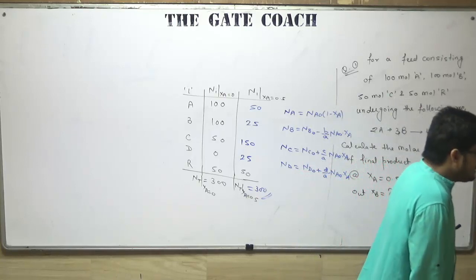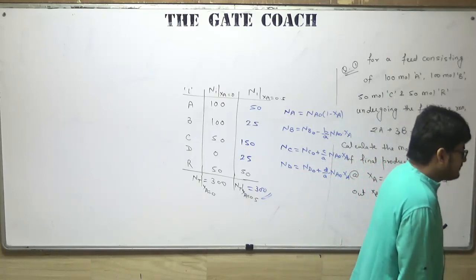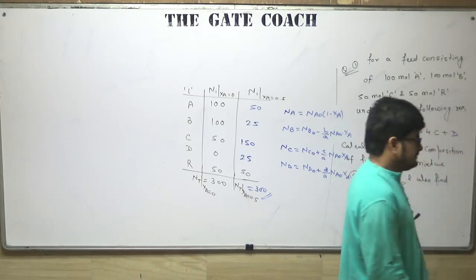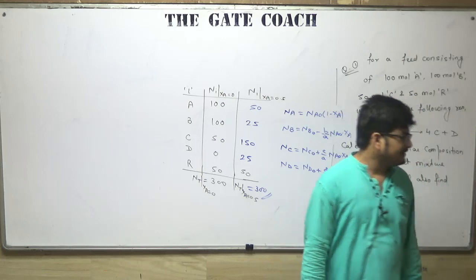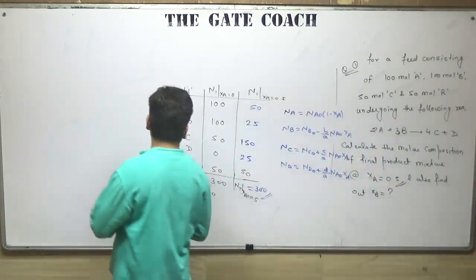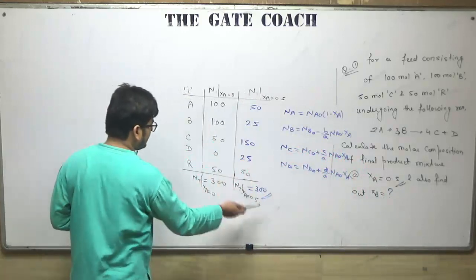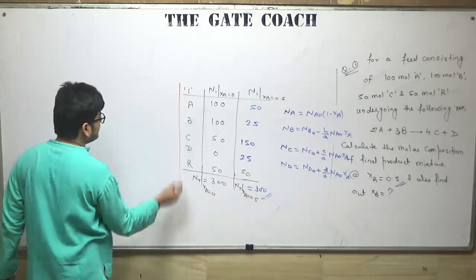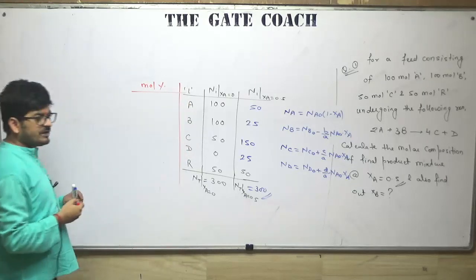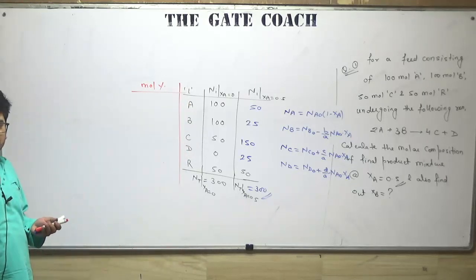Still your answer is in moles, which is incorrect. Molar composition means mole percentage. Okay, so now we have the moles, the total moles of all components. So what will be the mole percentage? I hope all of you know that mole percentage means mole fraction into 100.